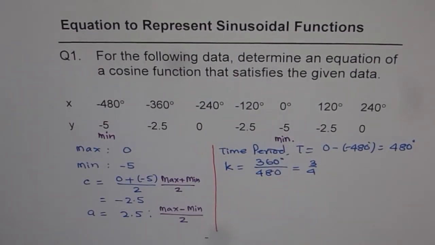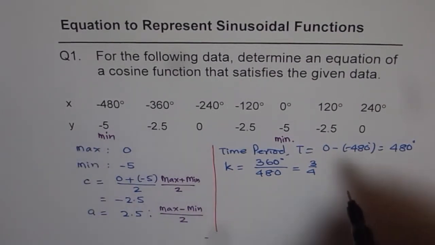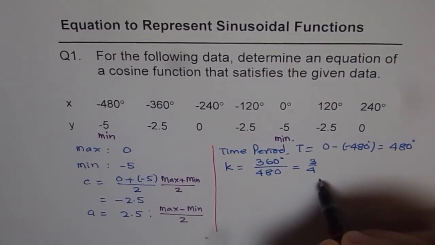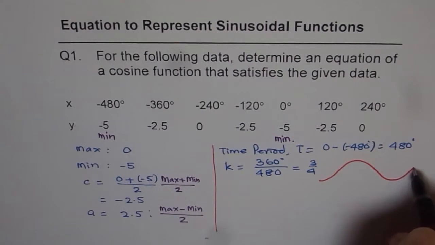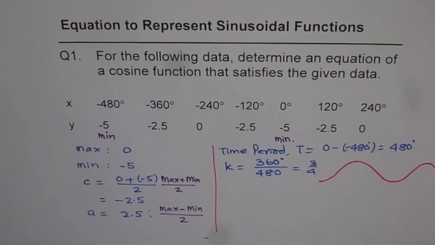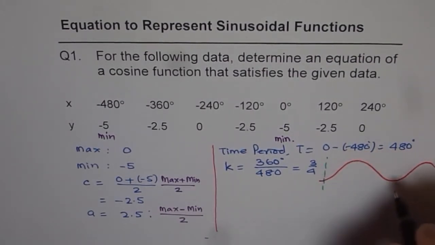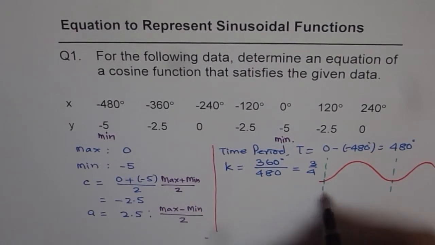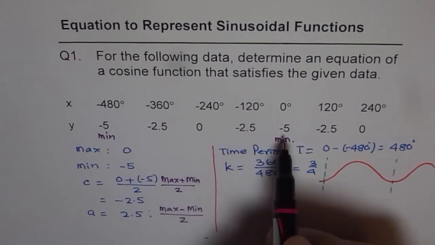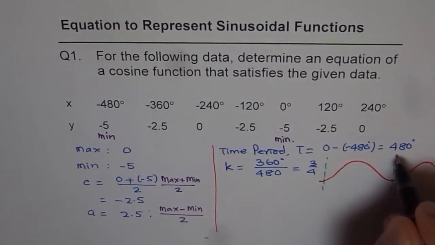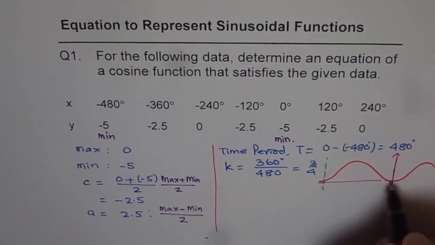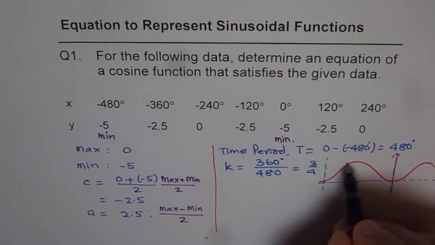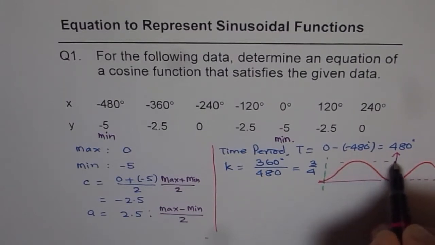Well, let's try to sketch this so that we understand what is going on here. The function is starting with a minimum. So the function starts with a minimum and then it goes like this and then repeats. One minimum is here, and the second one is right there. This minimum happens to be at minus 480, and the second one is at 0 itself. The minimum is minus 5, and 0 is the maximum.